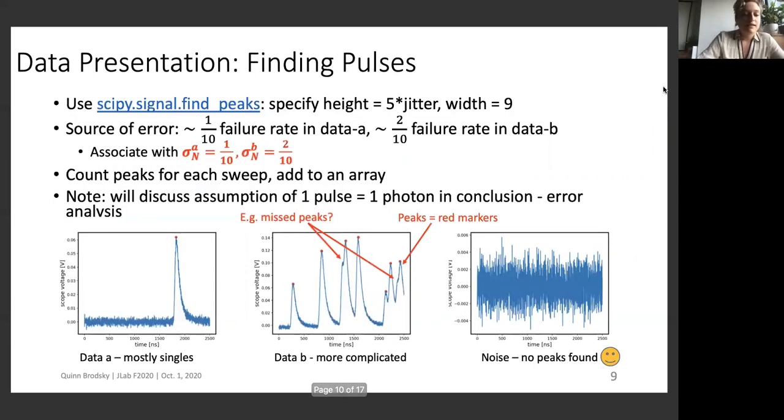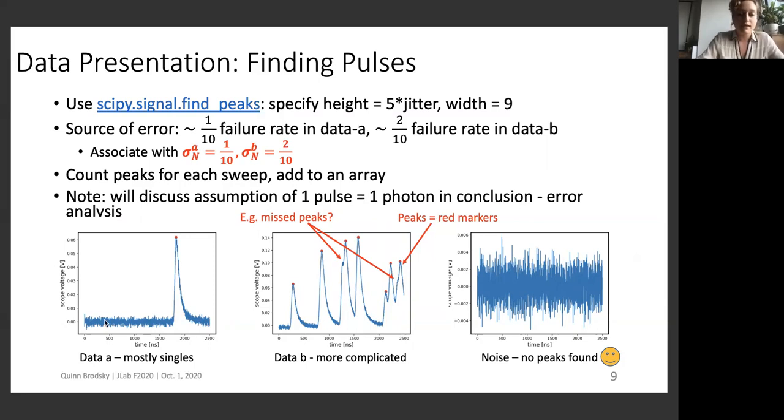To further investigate, we calculated the number of photons seen per pulse by using the SciPy function called find_peaks. We used a threshold peak height of 5 times the jitter and also a threshold peak width of 9 nanoseconds. And this was basically in order to not include the data that just comes from purely noise. And here I've indicated the peaks by these red dots on top of the data.